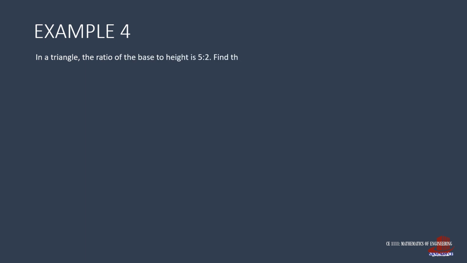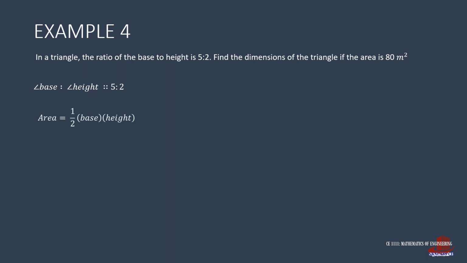Example 4. In a triangle, the ratio of the base to height is 5:2. Find the dimensions of a triangle if the area is 80 square meters. In this example, we discuss the dimensions of a triangle, the base, and the height, proportioned as 5:2. The other given parameter is area, which is solved as half of the base with the height, for a triangle.